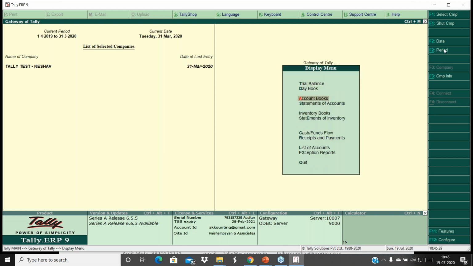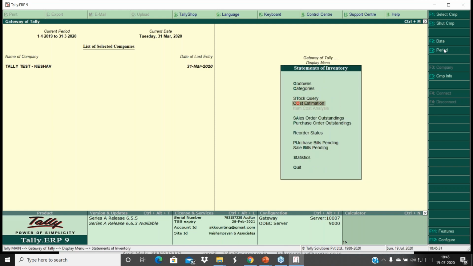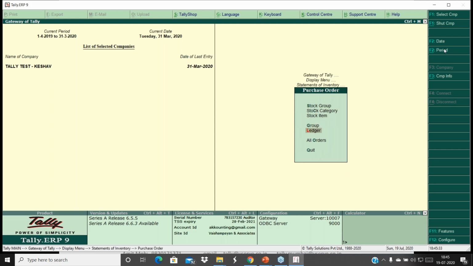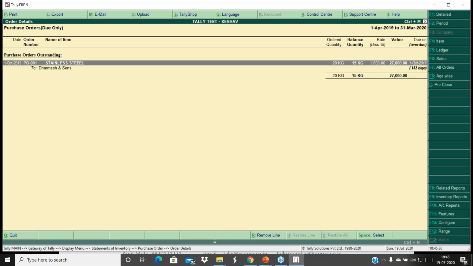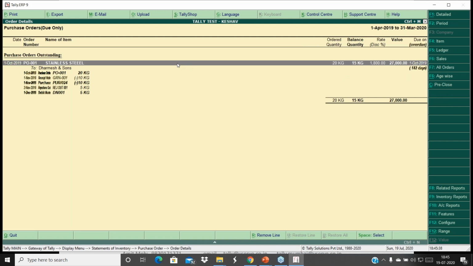You can go to display, go to statement of inventory, go to purchase order outstanding, and see a transaction like this. This type of viewing of transactions gives you a complete understanding of all the transactions. Whenever you are doing an internal audit or audit kind of activity for a firm, it is very essential for the auditor as well as the owners to know how many transactions are still pending, either on the purchase side or on the sales side.